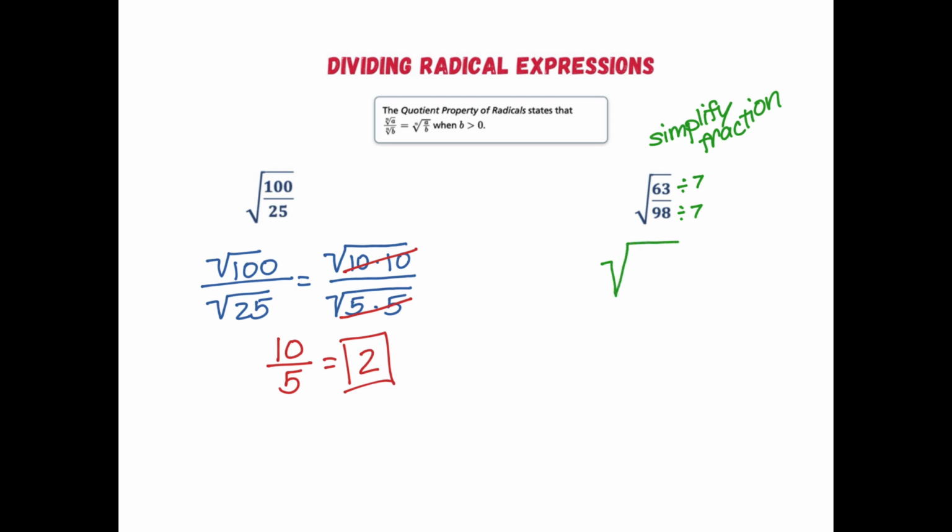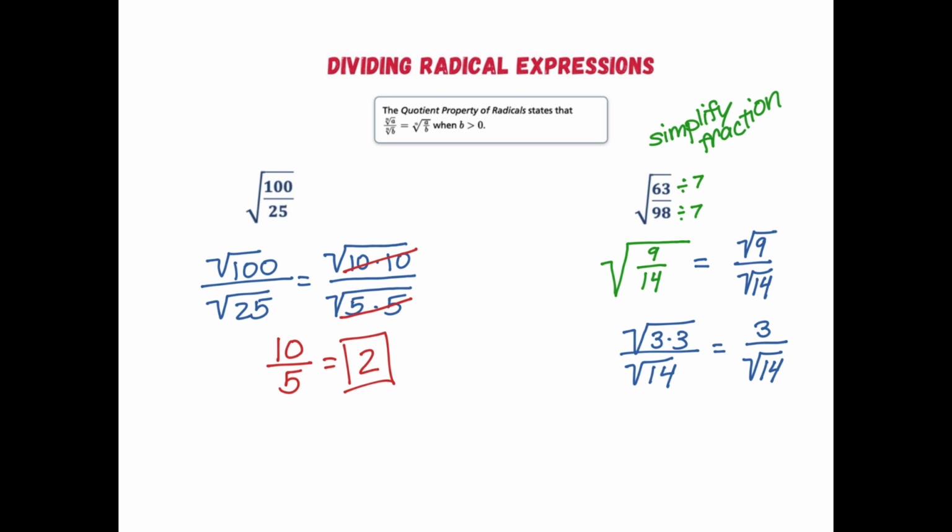So that becomes the square root of 63 divided by 7 is 9. 98 divided by 7 is 14. So if we use our quotient property, we can rewrite this as the square root of 9 over the square root of 14. Now, as we become more familiar with our perfect squares, we know the square root of 9 is 3 times 3. So we could rewrite this as 3 over the square root of 14. However, we cannot have a radical in the denominator of a simplified radical expression.